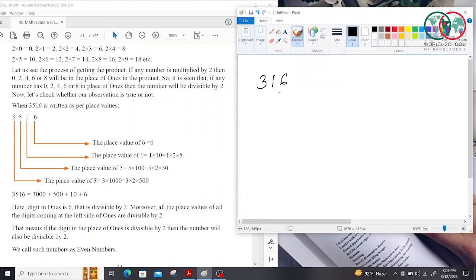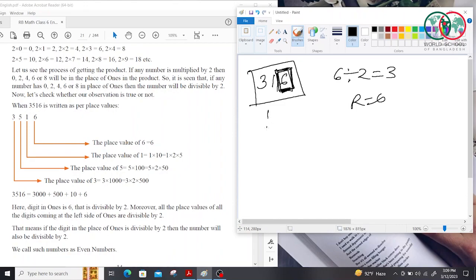316, this number, the 6 is divisible by 2, right? 6 divided by 2 equals 3, remainder 0. So when the digit in the ones place is divisible by 2, then the whole number will be divisible by 2. We don't need to divide this whole number by 2 to find out. We can just divide the last digit, and we can say this whole number is divisible by 2. And how will we understand that?